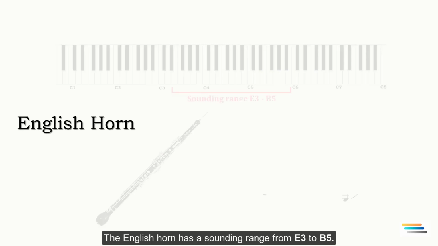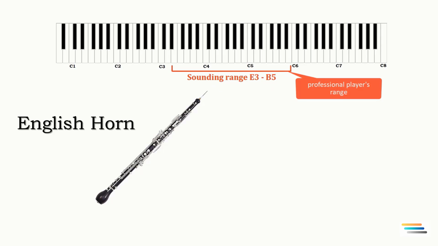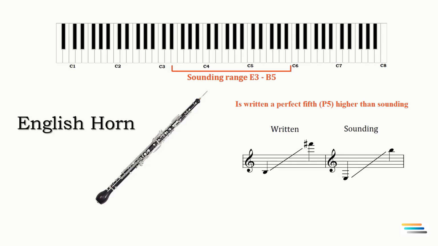English horn. The English horn has a sounding range from E3 to B5. This is a transposing instrument and is written a perfect fifth higher than sounding. Notation is only in treble clef.